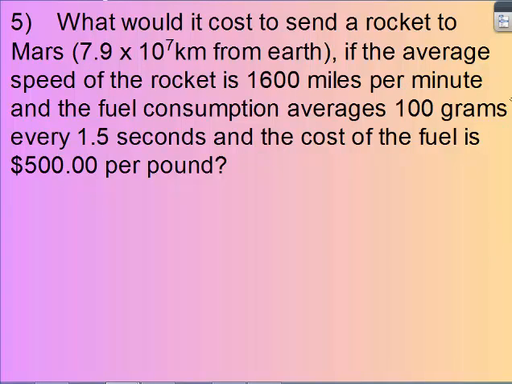This one is the most challenging of them. If you want to go ahead and try it, go ahead and pause the video and restart when you think you have the answer.